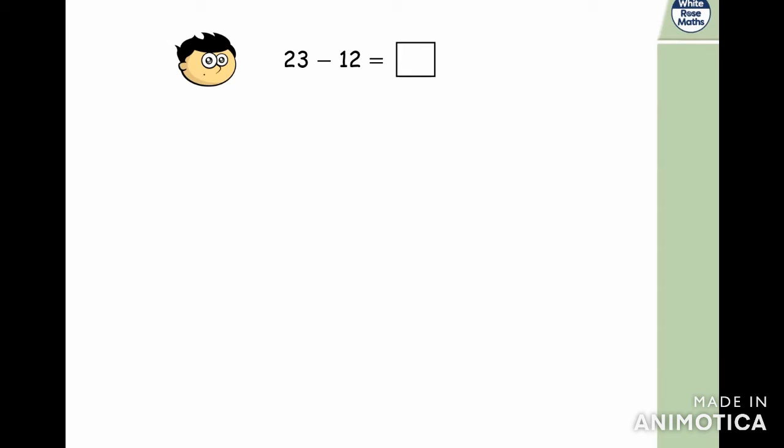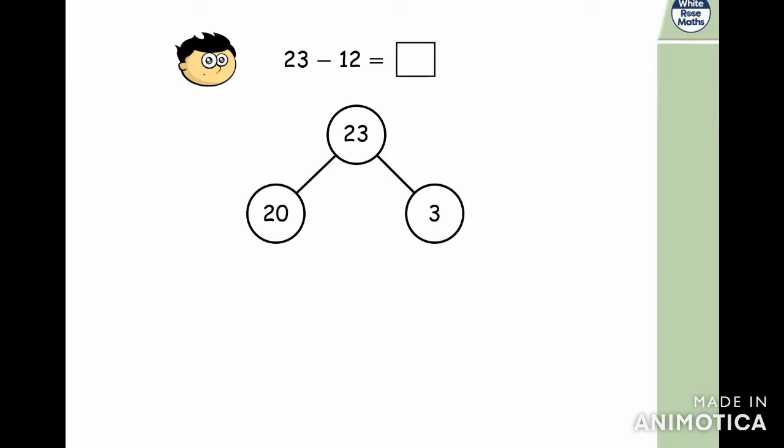Jack loves partitioning, so when he sees 23 subtract 12, he thinks to himself, right, let's get 23 and let's partition it. And what he's looking for is a 10 and a 2, because 10 and 2 make 12. And when Jack finds a 10 and a 2, he can subtract those, and what he has left will be the answer. He first partitions 23 into 20 and 3.